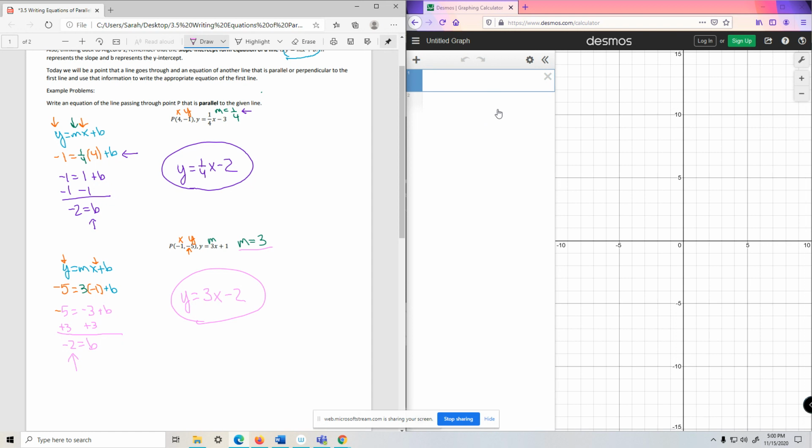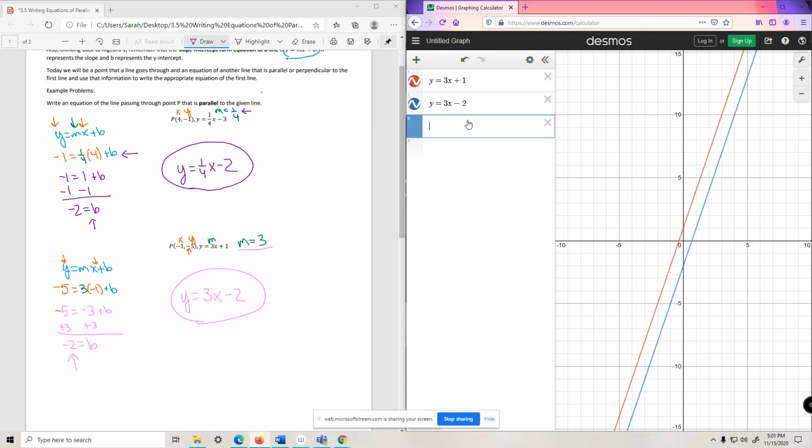Again, you can graph those in Desmos to confirm that they're parallel and that your line goes through negative 1, negative 5. Let's do that. So here's my original equation, y equals 3x plus 1. My new equation, y equals 3x minus 2. And here's the point that we need it to go through, negative 1, negative 5. My lines are parallel. My new line goes through that given point, so we're good to go.